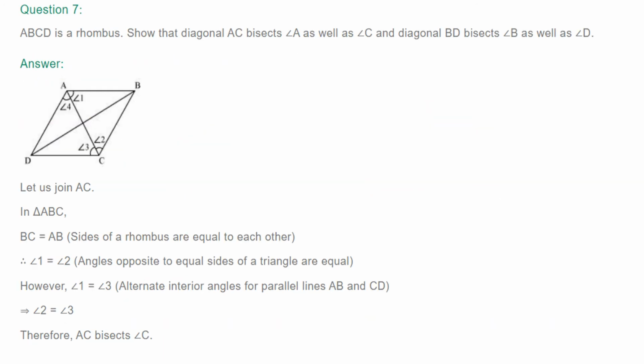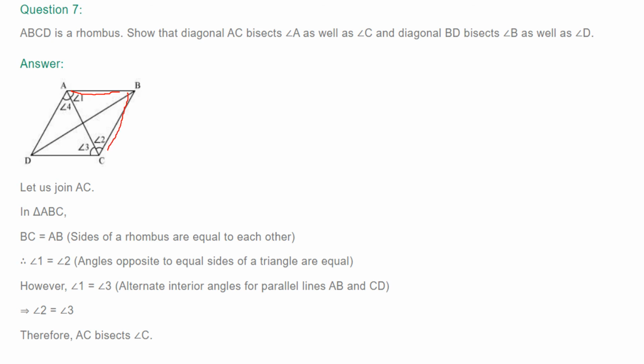Okay. Next question. It is given that ABCD is a rhombus. Show that diagonal AC bisects angle A as well as angle C, and diagonal BD bisects angle B as well as angle D. Okay. So what we have to show: AC bisects A and C. How will we do it? See. First of all, we will go in triangle ABC. Sides of a rhombus are equal. You can say that AB will be equal to BC, right?